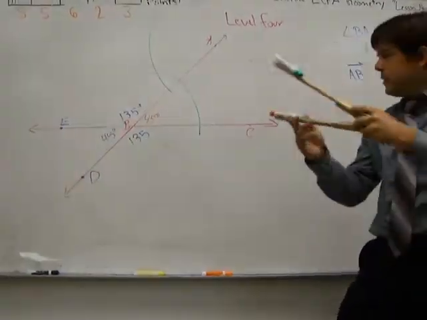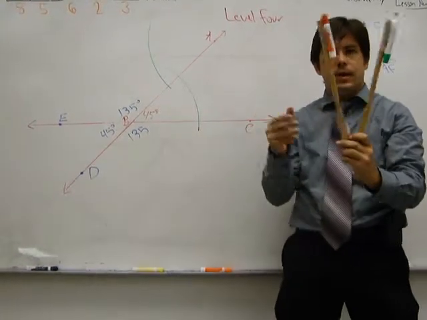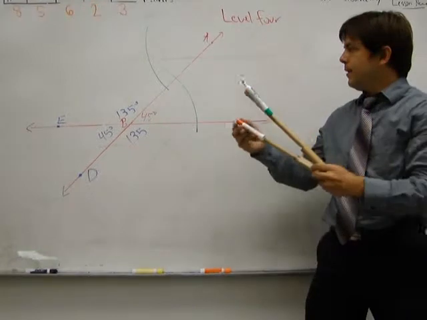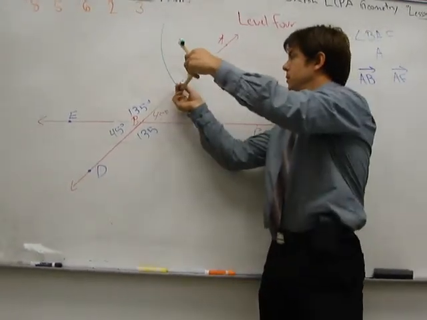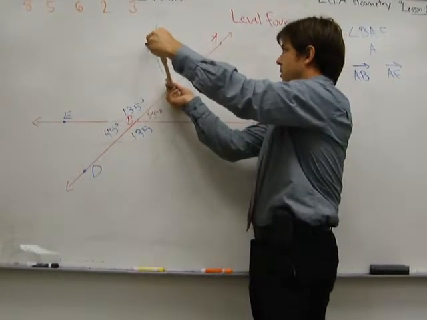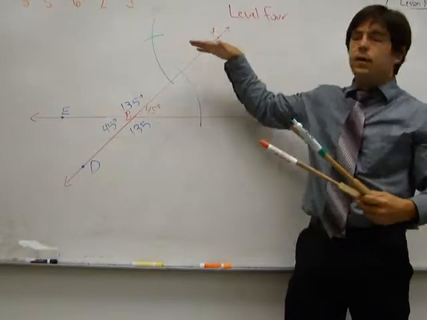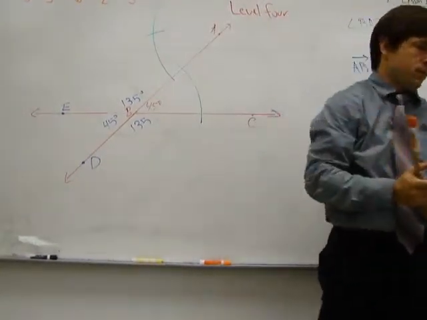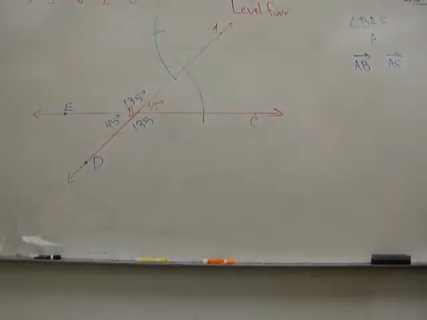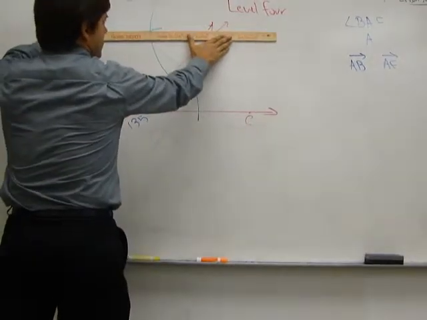So I take my compass, I line it up to these two intersections, I get my measurement. Then I put the point at this intersection here, and I create an arc. And this arc intersects the previous arc, setting up this ray, which, as we know from before, of course, gives us a congruent angle.